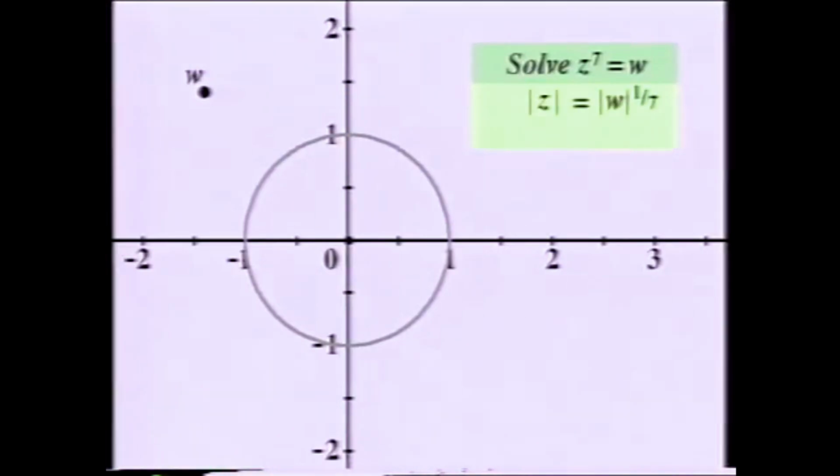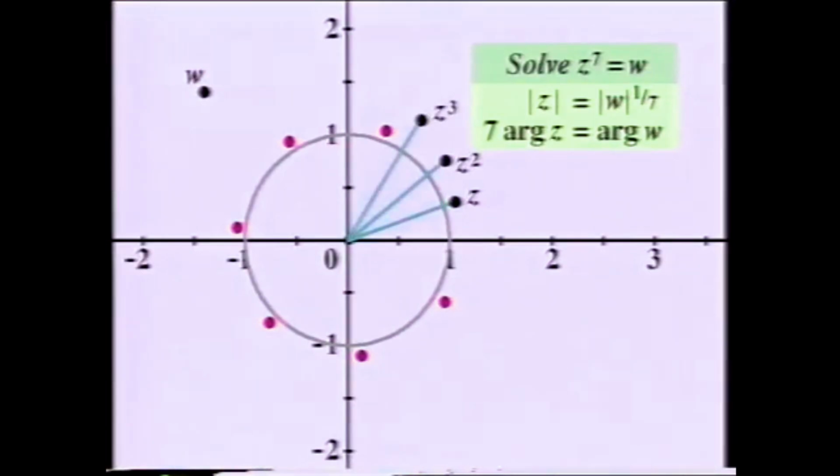For example, suppose we want to solve z to the power of 7 equals w, where w is this point here. We choose the modulus of z to be the modulus of w to the power of 1/7, and take arg z to satisfy arg z equals 1/7 times arg w. That is, we choose arg z so that 7 times it is an argument of w. Once again, we get 7 different 7th roots for a non-zero w. Watch how each of these values of z satisfies z to the power of 7 equals w.